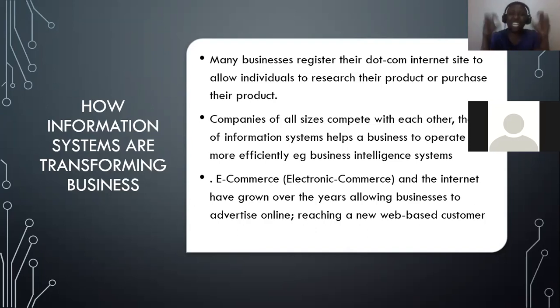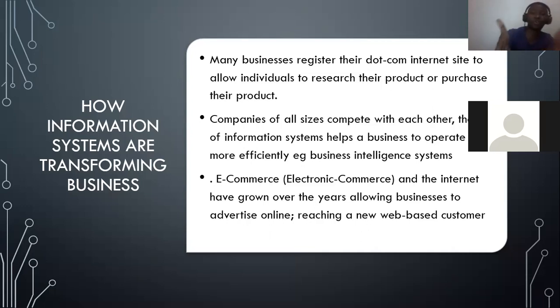It's companies trying to market their product so that you can visit their site, so that you can know more about their products. So that's companies using information systems, right? So companies of all sizes compete with each other, and the use of information systems helps the business to operate much more efficiently, right? For example, using what is called the business intelligence systems.